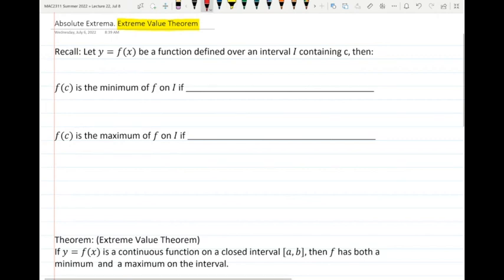All right, so let me remind you the definition. Suppose that we have a function that's defined on an interval I containing a point c. Then remember we say that f of c is the minimum of f on that interval if f of x is always greater than or equal to f of c for all x in I. In other words, if the value of the function at c is the smallest possible on the entire interval.